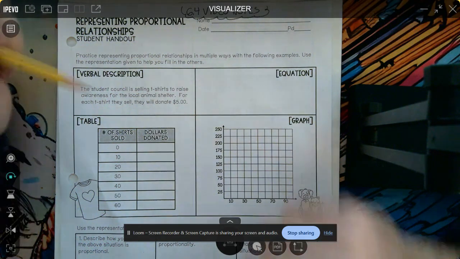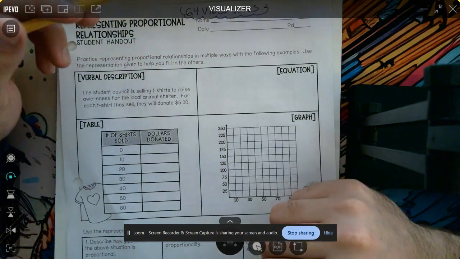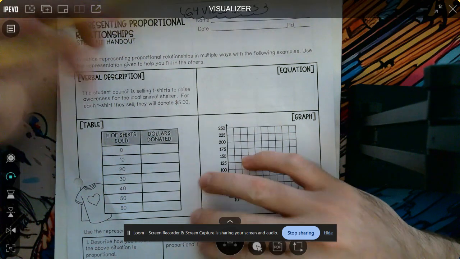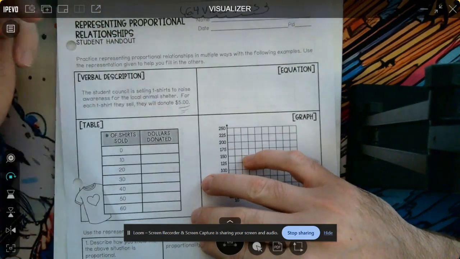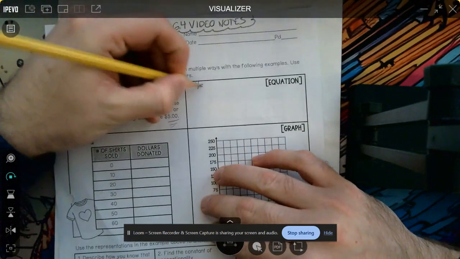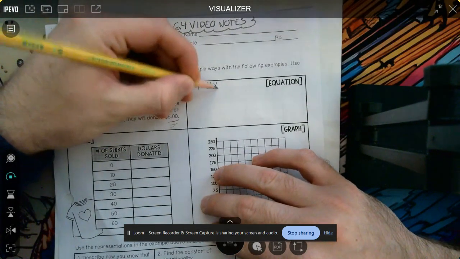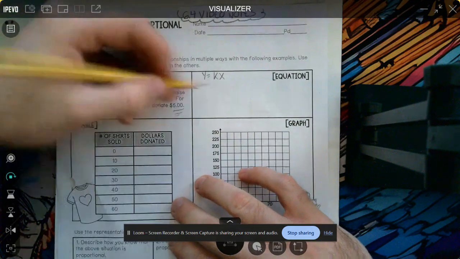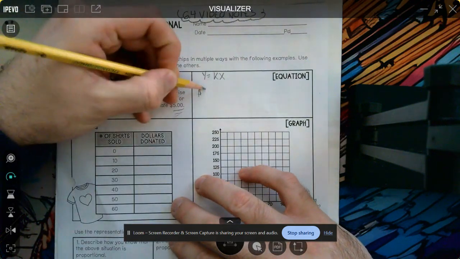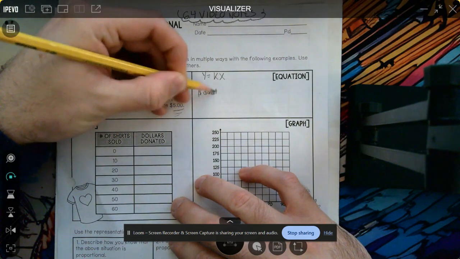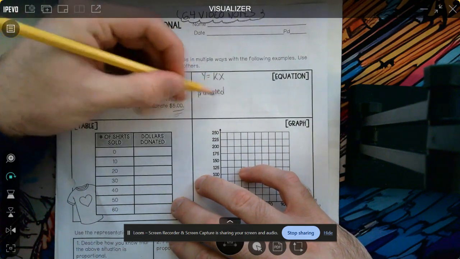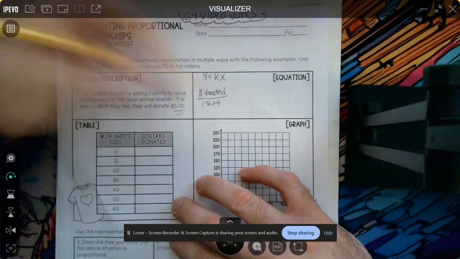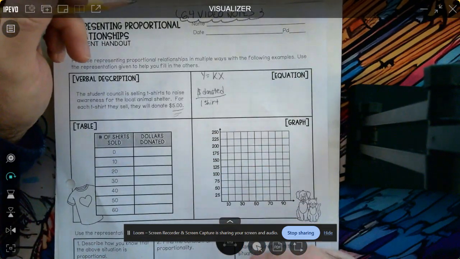So here we go. The student council is selling t-shirts to raise awareness for the local animal shelter. For each t-shirt they sell, they will donate $5. So we need to write an equation to represent this relationship using y equals kx. We need to find our k value. Our k value is going to figure out, we need to know how much is donated for one t-shirt. So dollars donated per shirt is our k value.